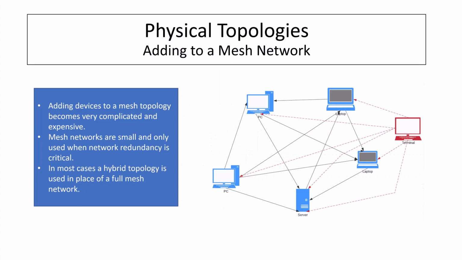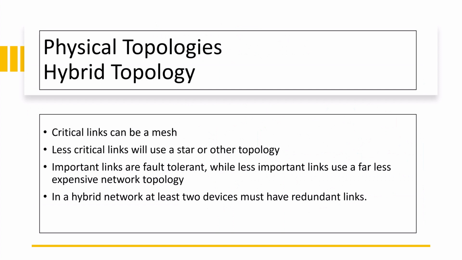In most cases, we can use a hybrid technology, which may have a partial mesh at its core, and then a star network at the periphery. So in our hybrid topologies, our critical links we try to mesh as much as we can. Our less critical links usually are in a star or maybe some other topology. Again, our important links are fault tolerant, while less important links use a far less expensive technology.